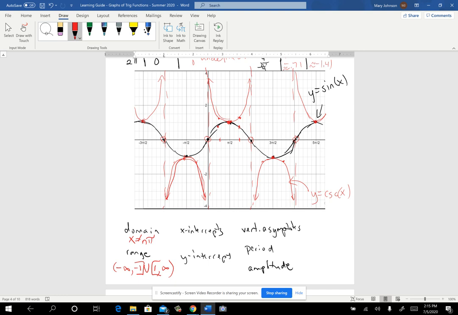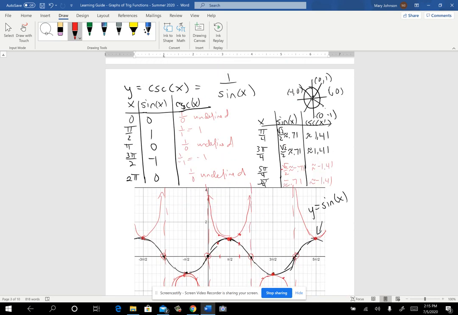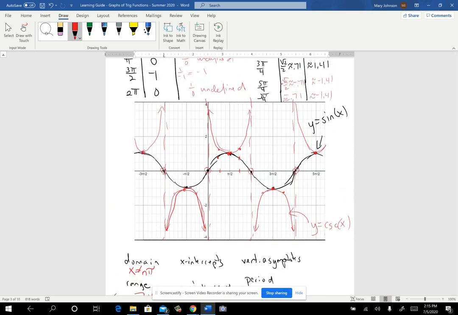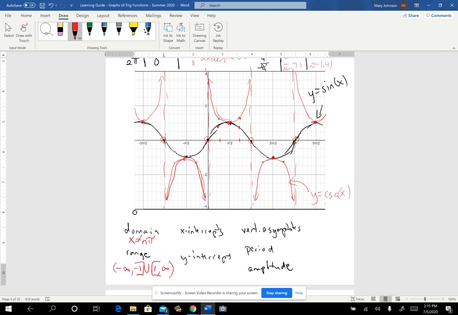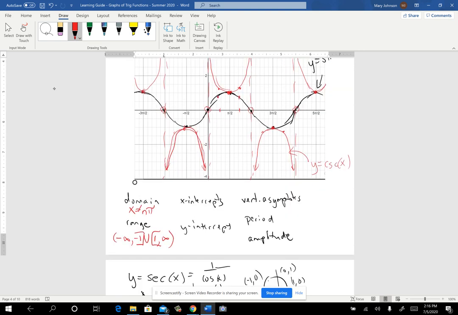Now, let's look at x-intercepts and be careful. Don't focus on the sine graph you see, focus on the cosecant graph, which is what you see in red. And you see how the red graph never crosses the x-axis? There are none.